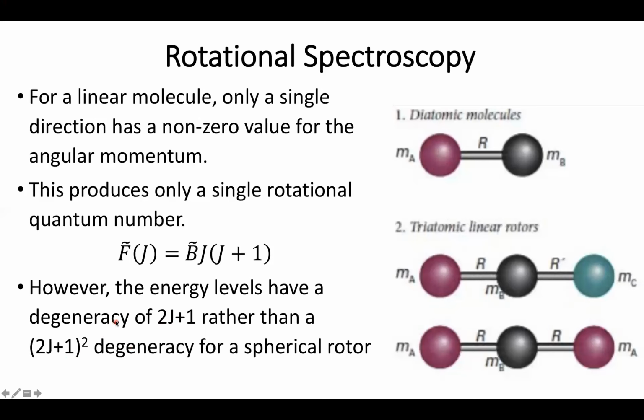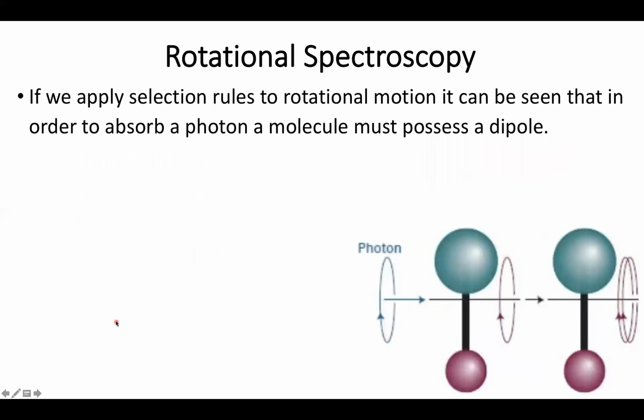However, one of the other things we need to examine for rotational systems is selection rules. Because again, it turns out that we can't actually excite from any rotational state to any rotational state. So the first general rule that applies to rotational spectroscopy is that in order for a molecule to absorb a photon, it must possess a dipole. And so one way to look at this is that, again, a molecule must be able to change polarization upon absorption of a photon. This was our general selection rule.